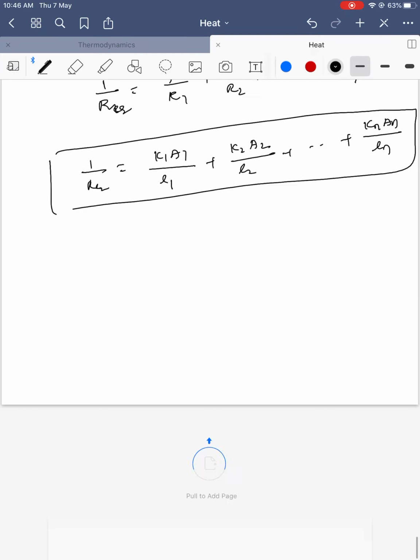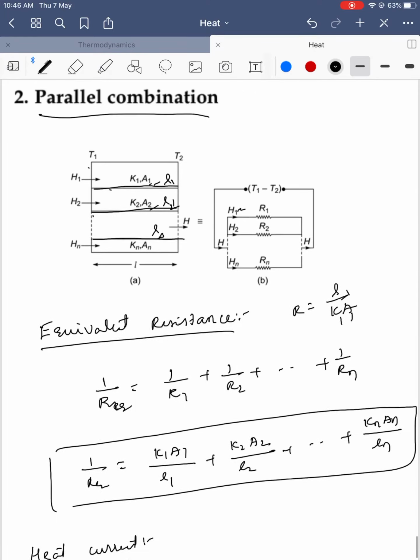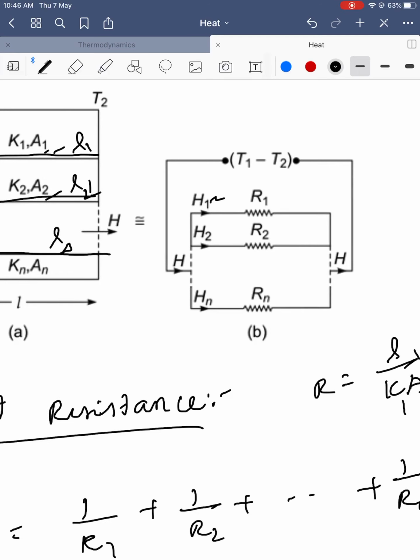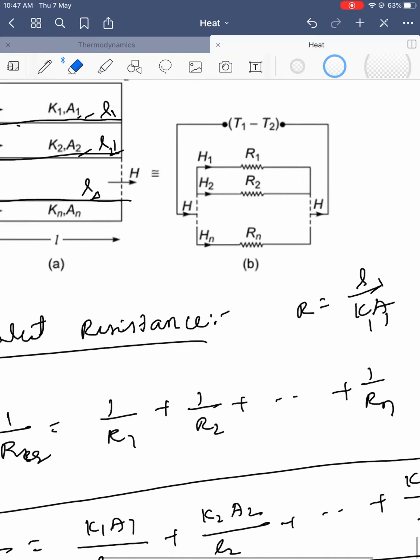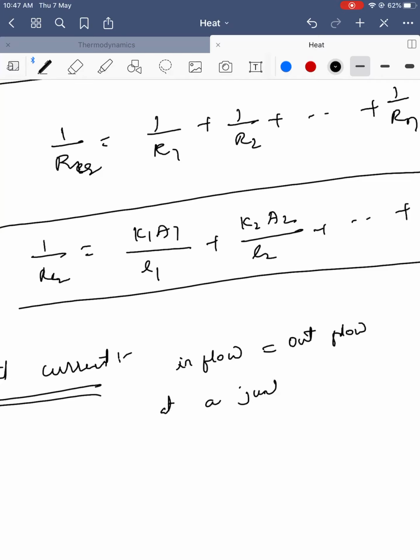Next, heat current. In series combination, H1 is equal to H2 is equal to and so on Hn. Now you just see here, there is something very important called Kirchhoff's law. Kirchhoff's law I am including here only. Whatever inflow of heat must be equal to outflow at a junction point, at the junction.